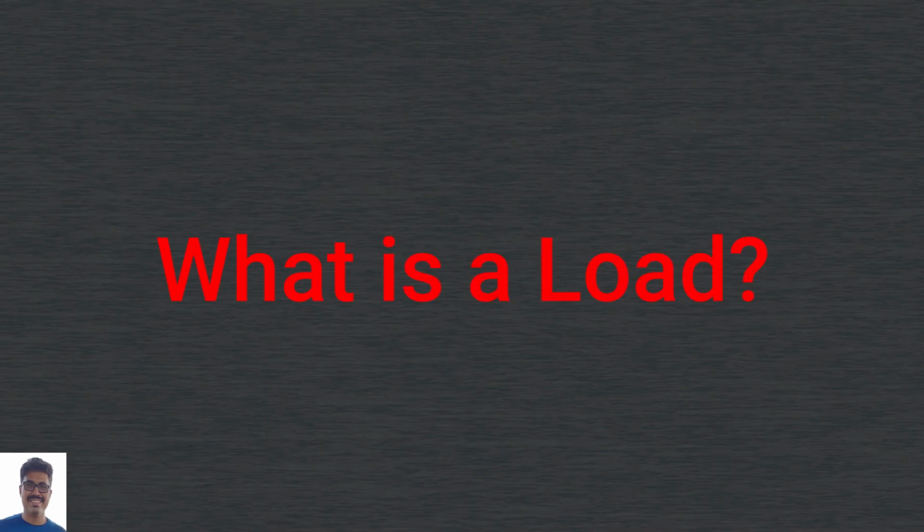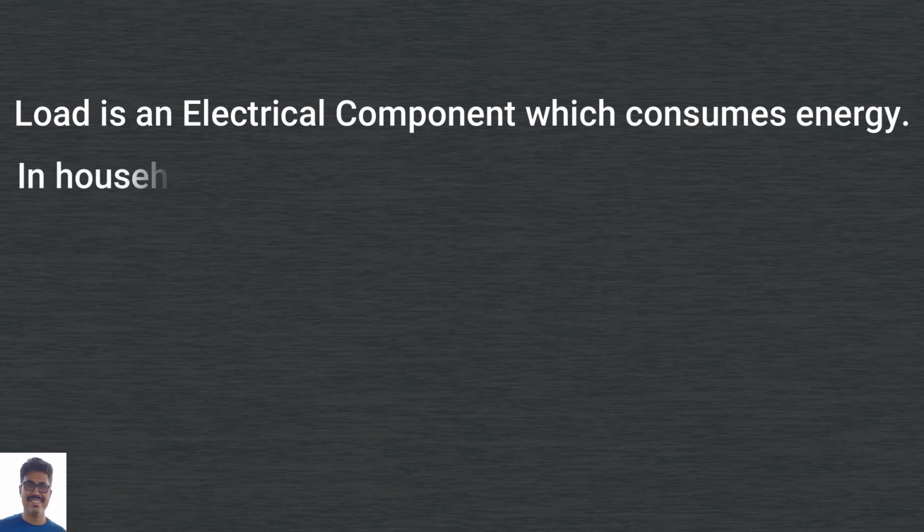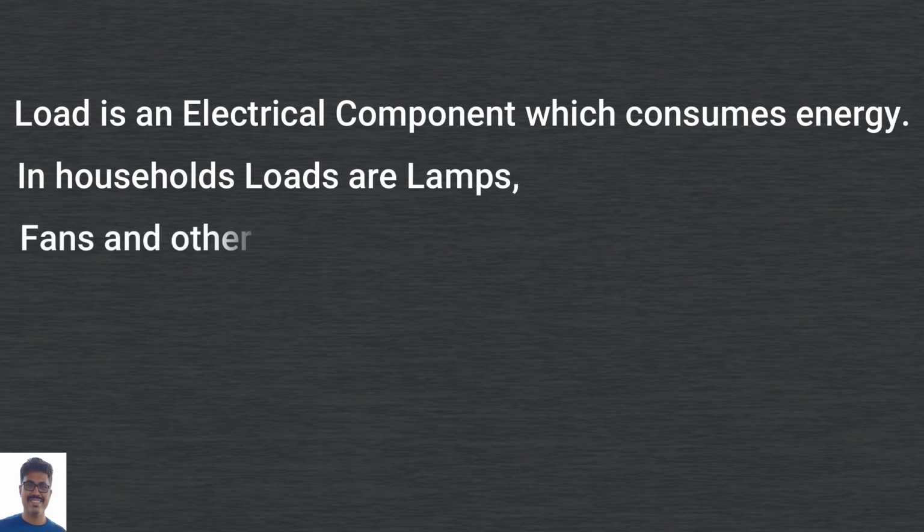All these will be valid if we know what a load is. So what is a load? Load is an electrical component which consumes energy. Sometimes a load dissipates the same energy as heat or by generating light or rotation. In households, loads can be lamps, fans and other home appliances like a refrigerator or air conditioner.